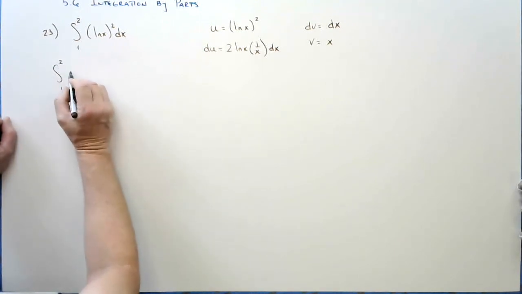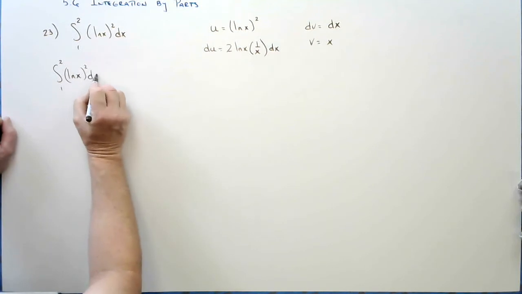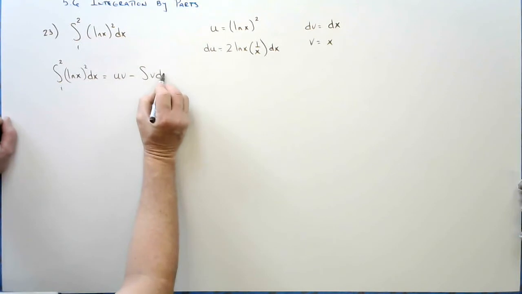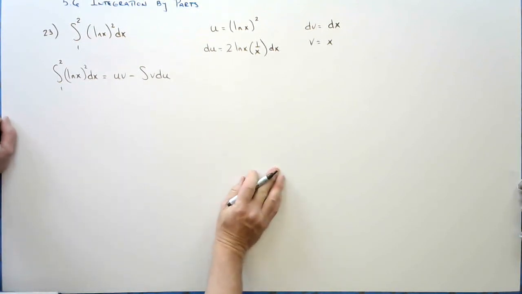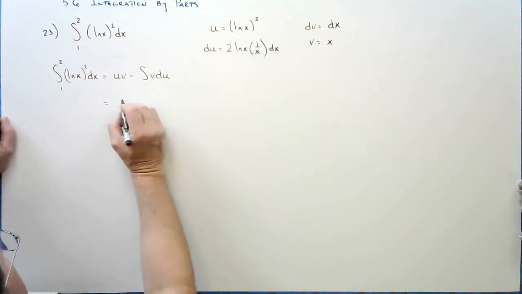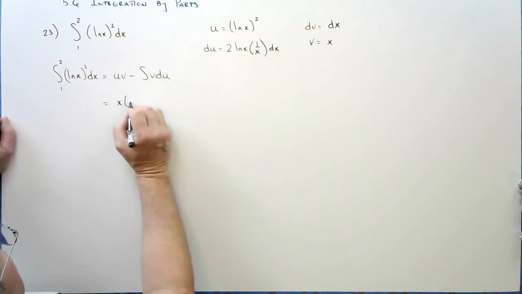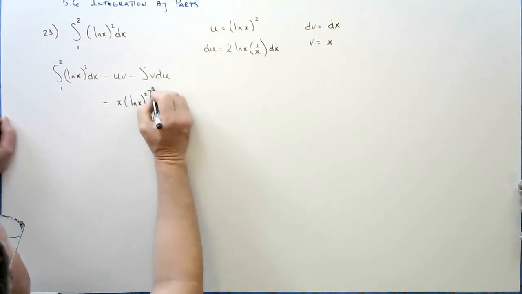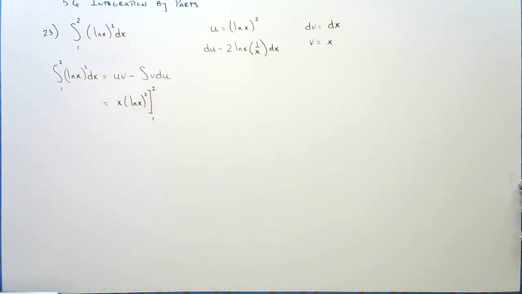This is the integral from 1 to 2, natural log of x squared dx equals uv minus the integral of v du. It wouldn't have given us a problem if it didn't work. So we just have to have faith that it's going to work out. u times v is going to be x times the natural log of x squared. We're going to evaluate that between 1 and 2. Okay, we can already put that down. That part's done. There's no integral left there.